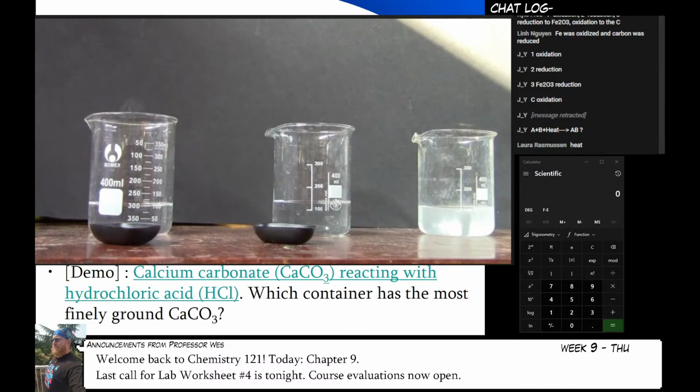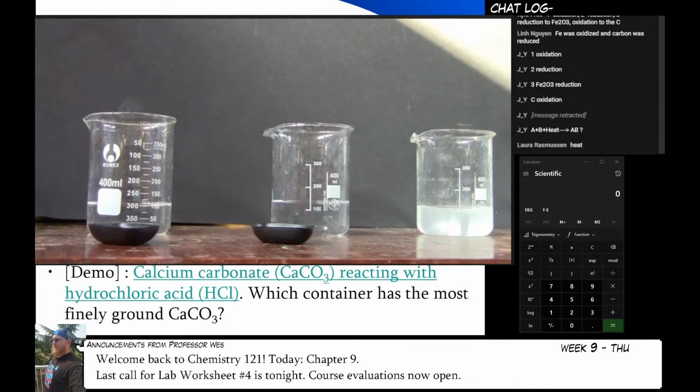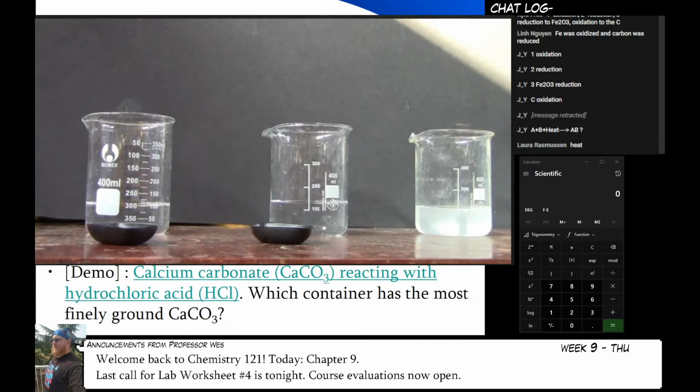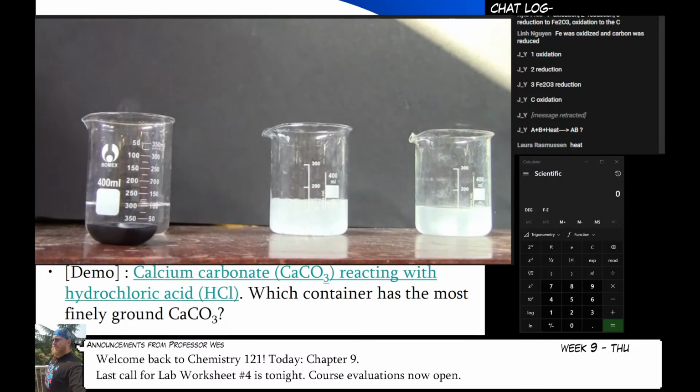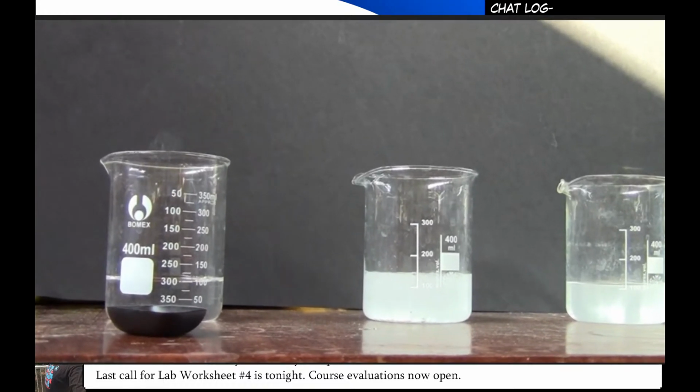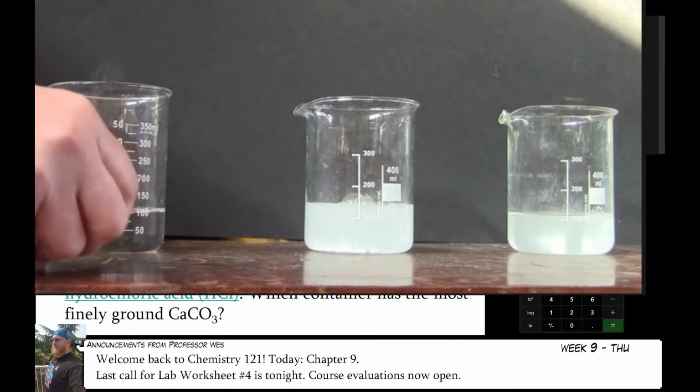So there's reaction number 1. You can see the solid chunks there. Here comes reaction number 2. You can see that's a little more vigorous. The bubbling is a little more intense. We'll make it bigger so you can see it. And then here's the last one.